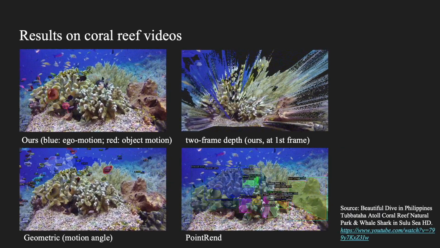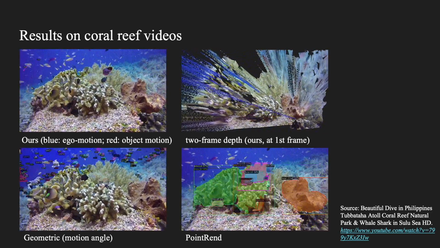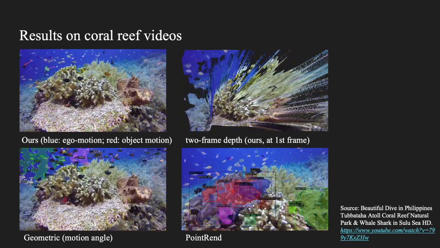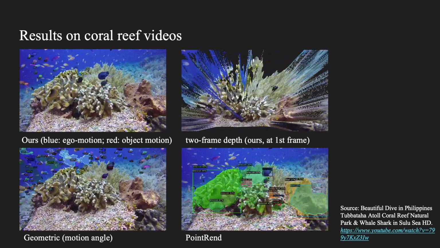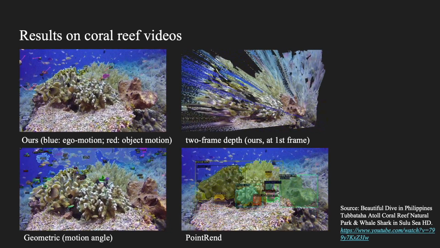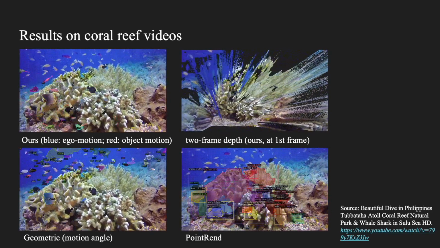Our method also generalizes well to novel scenes, such as coral reef scenes. Compared with geometric rigidity estimation, our method is more robust to noise in camera pose and flow estimation. Compared with appearance-based segmentation methods, our method successfully segments the rigid background and moving faces, while reconstructing the scene at the same time.